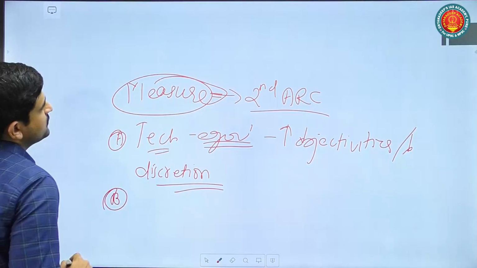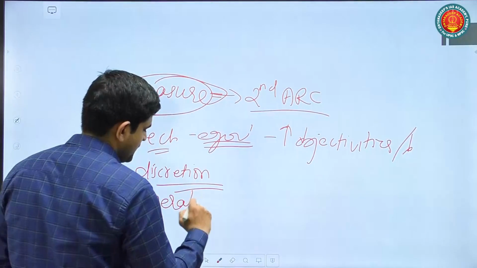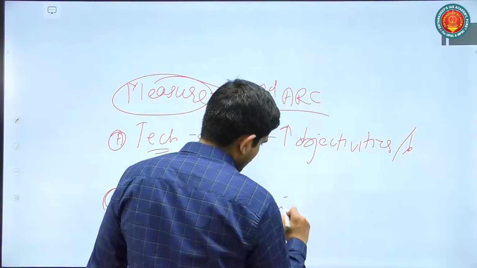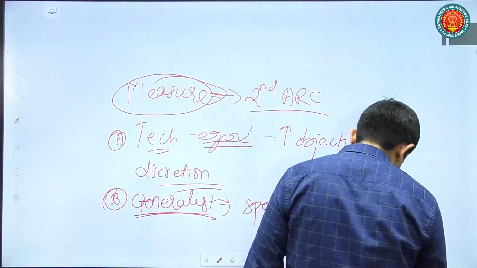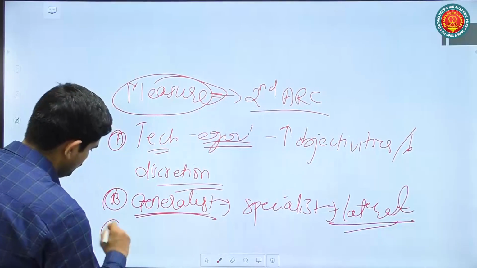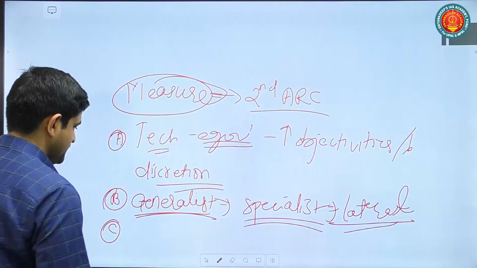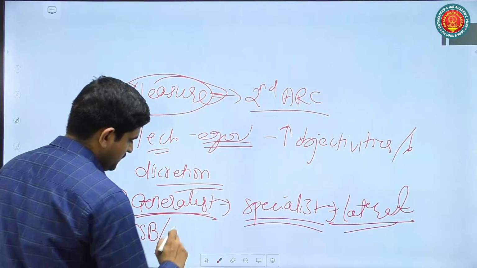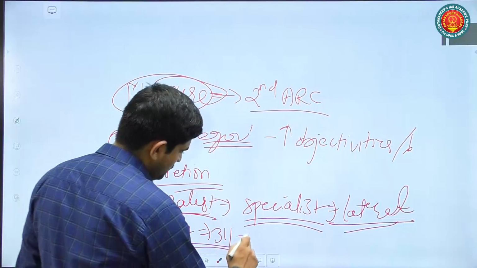Then with respect to another measure, you can talk about how civil services at present are generalist. So you can induct specialists from private services in the form of lateral entry, which has already been started by the government. That is also there to use their experiences and special expertise. Then lastly, you can mention the civil service board. You can mention abolition of Article 311, which is giving excessive protection to the civil servants.